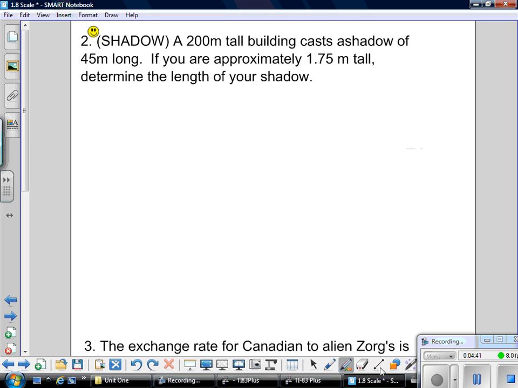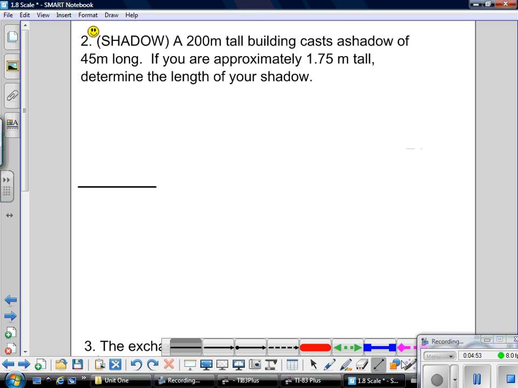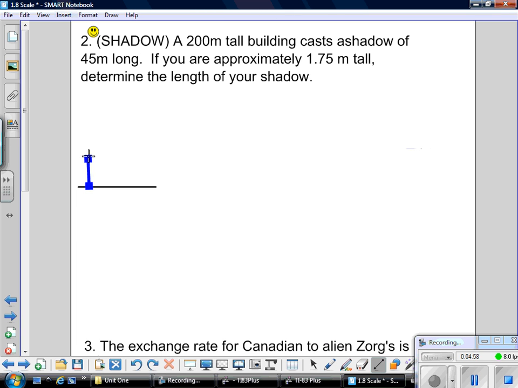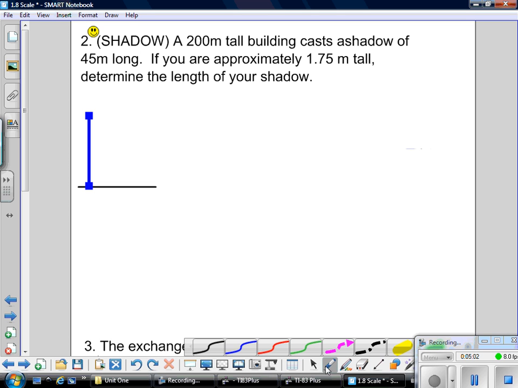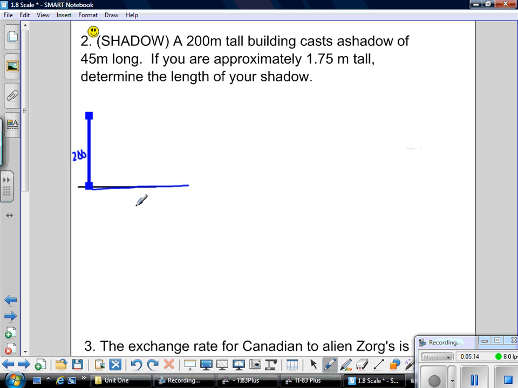The first thing I'm going to do here is, since there's a situation here, I'm going to just draw a picture. So I have the ground here. I know that I have a building, and let's make my building blue. So here is my building, and they tell me that it is 200 meters tall. So I'm just going to put 200 here. And I'm told it has a shadow that is 45 meters long.